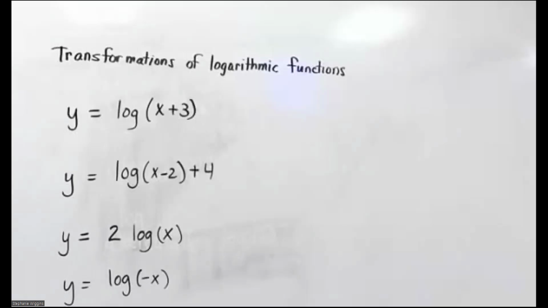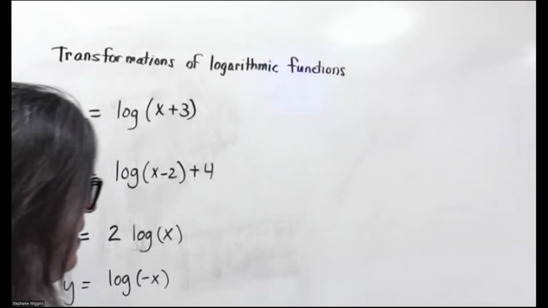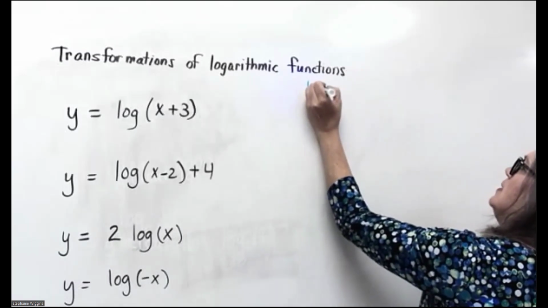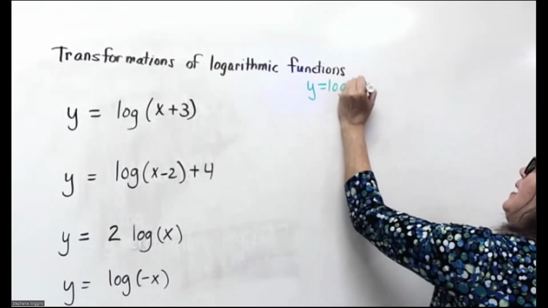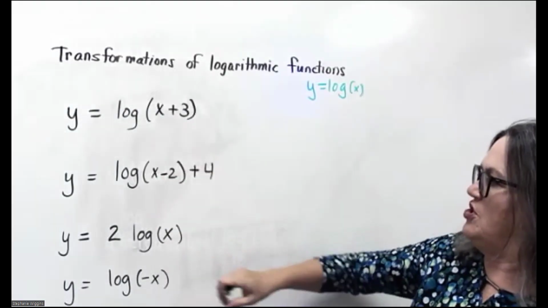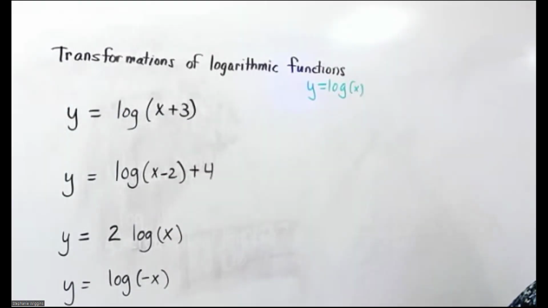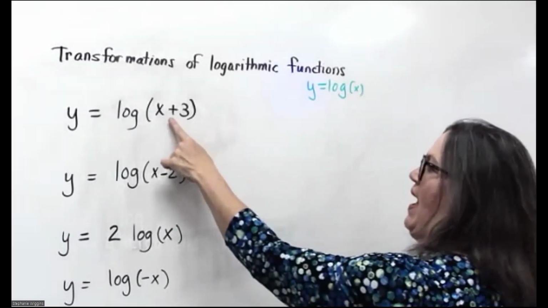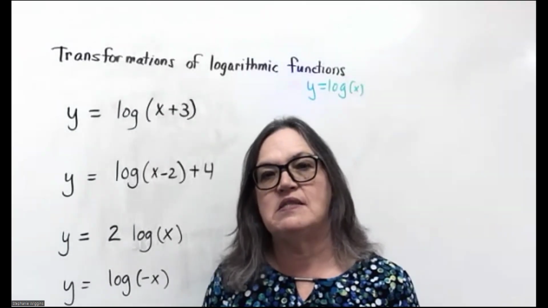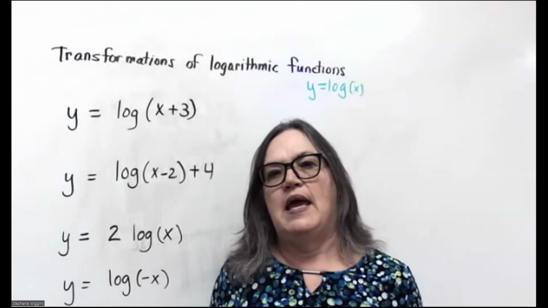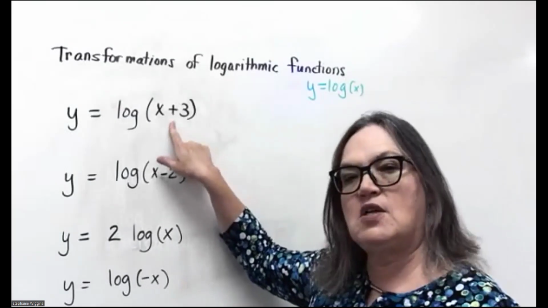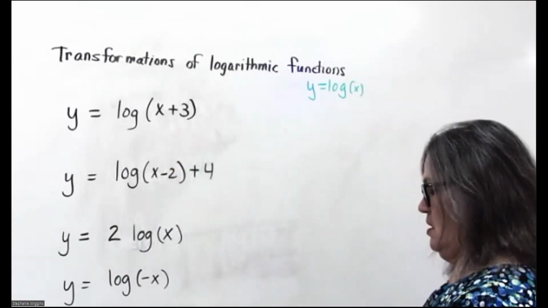Transformations of logarithmic functions. So we're just taking a look at how the graph of y equals log of x, this is the common log, is transformed by these functions here. So the basic function is log x, and now we've added 3 to x inside the function. Remember, if a change occurs inside the function, it's horizontal. And if it occurs outside the function, it's vertical. So this is a horizontal shift to the left by 3 units.